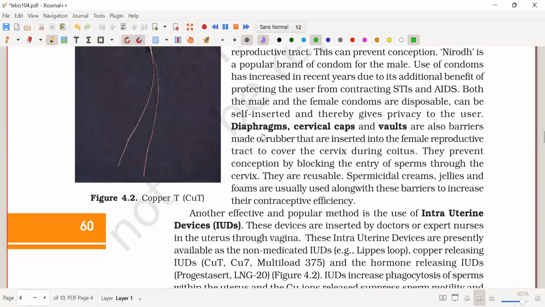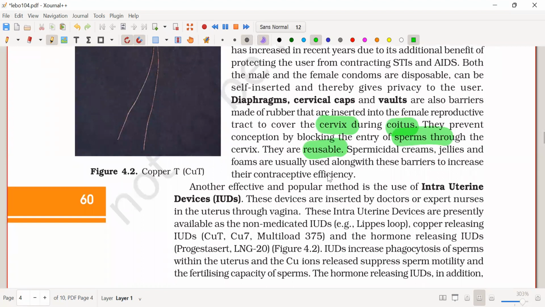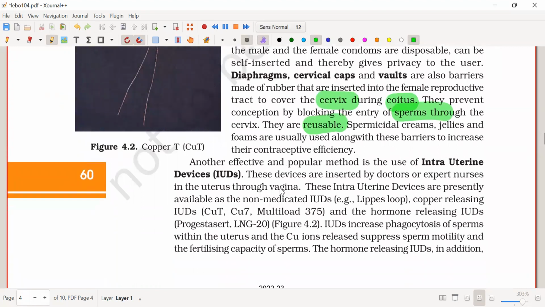Diaphragms, cervical caps, and vaults are also barrier methods made of rubber that are inserted into the female reproductive tract to cover the cervix during coitus and prevent conception by blocking the entry of sperms through the cervix. They are reusable. Spermicidal creams, jellies, and foams are usually used along with these barriers to increase their contraceptive efficiency.